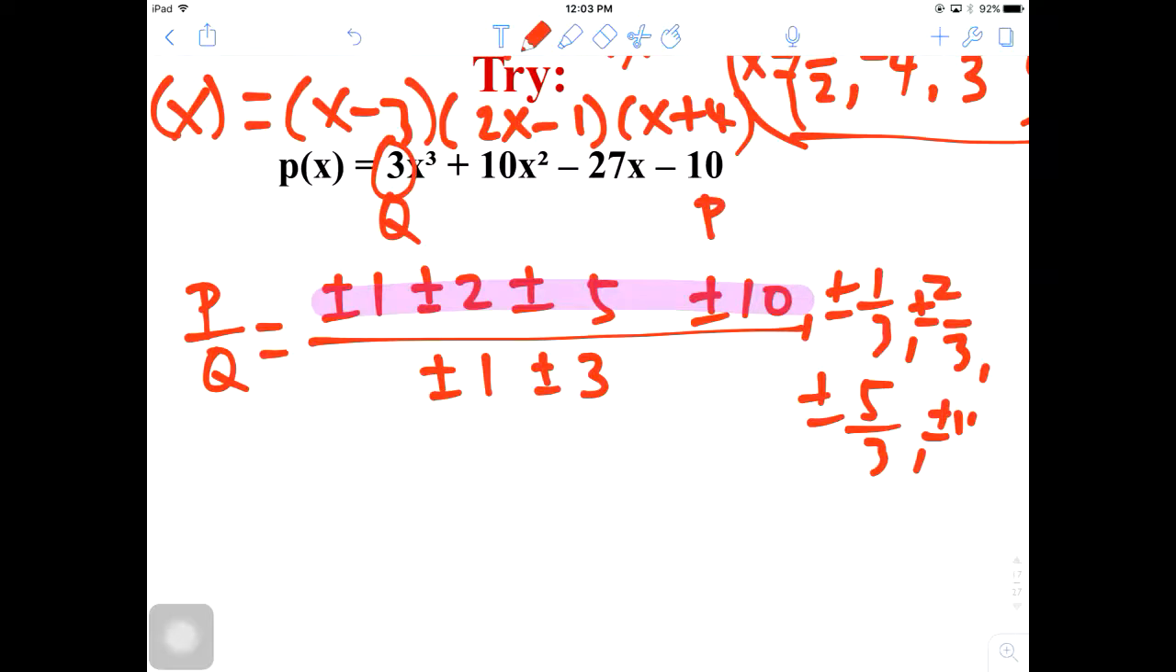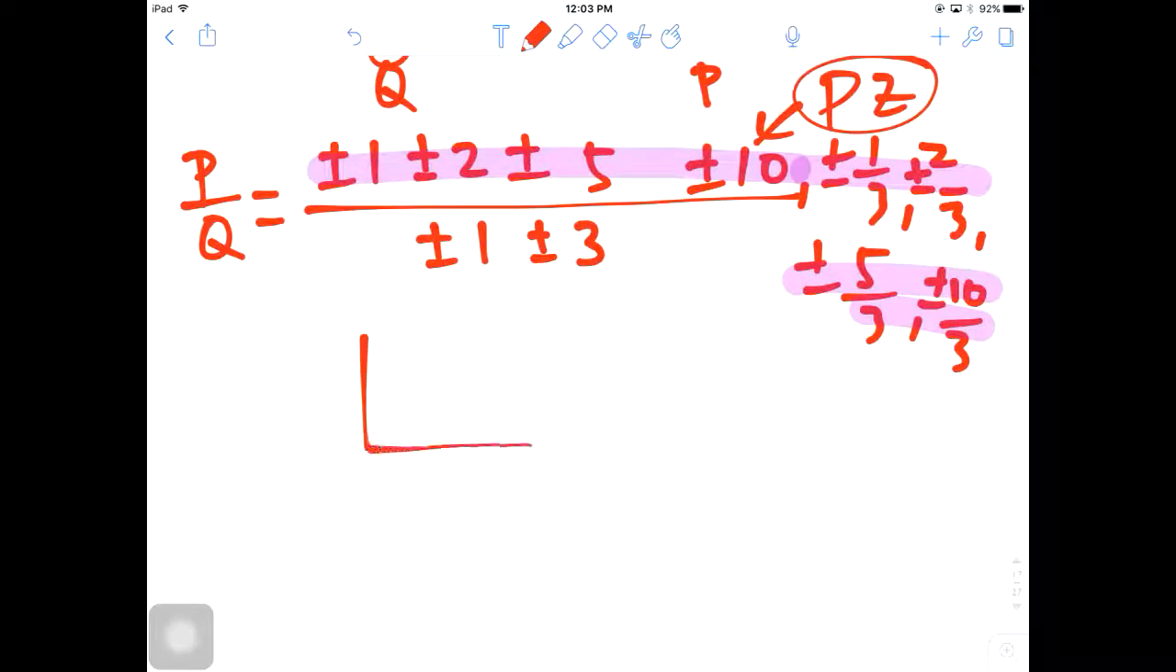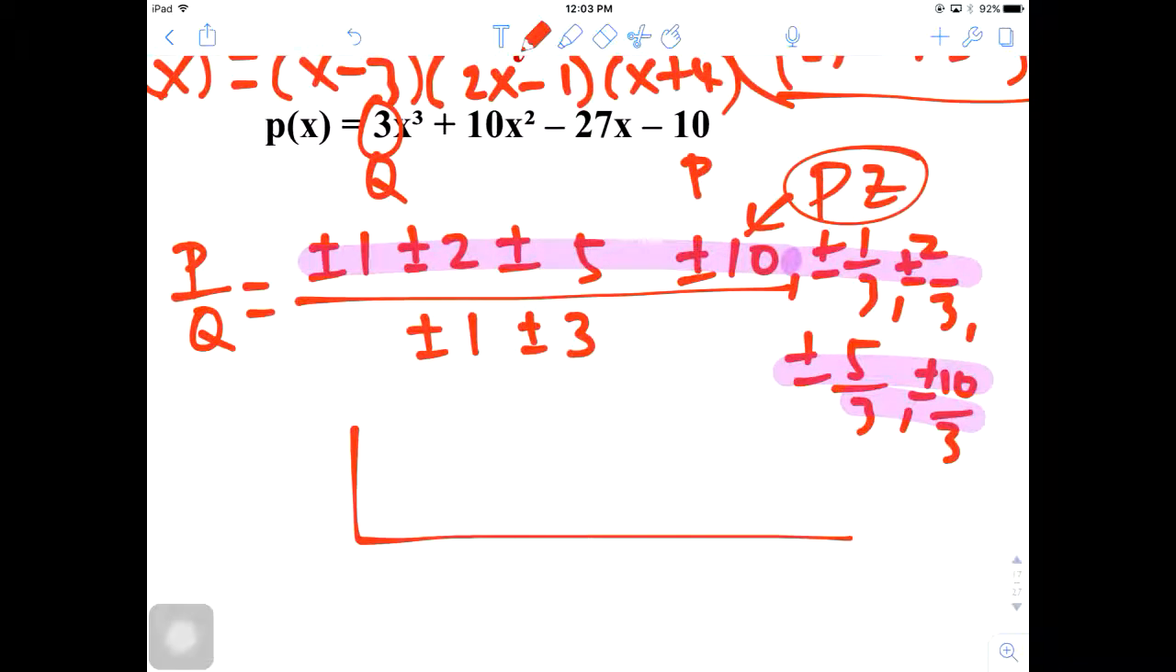So that's everything that is highlighted will be the possible zeros. This whole list right here with the highlights. So that's everything, and we're going to actually test it now to see which one is a good factor. So we're going to write down the coefficients 3, 10, negative 27, and negative 10. The first number we're going to try is 2, and let's bring down the first term.